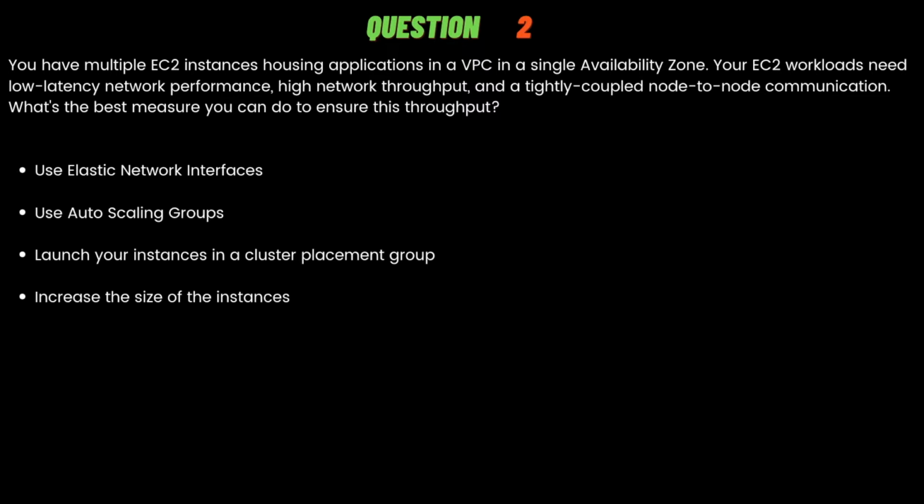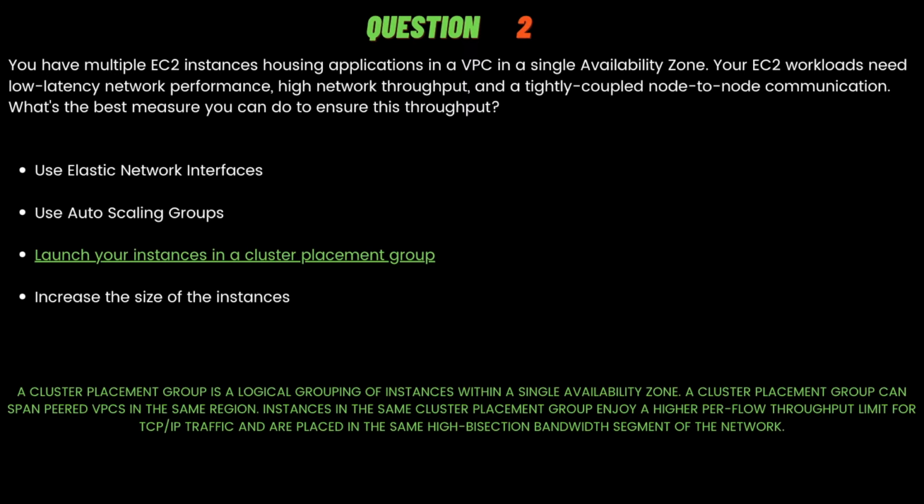Launch your instances in a cluster placement group. So this is most probably the answer because here you are creating a group of EC2 instances in a particular availability zone where they are grouped together, and they mostly use the internal AWS network, their private IPs, so communication between them is very fast. Increase the size of the instances. So that's not the answer too. So I'm going with option number 3.